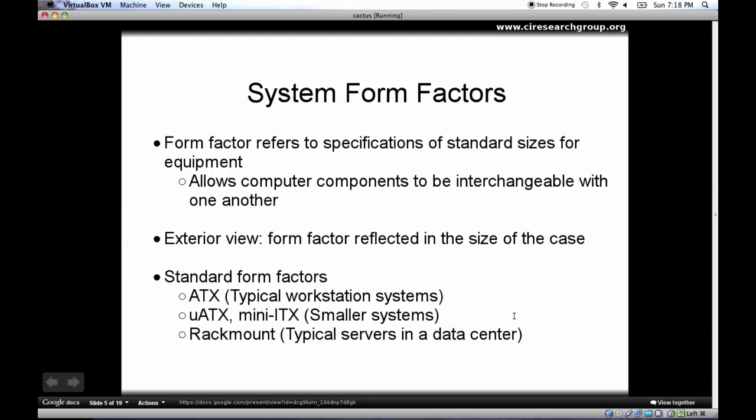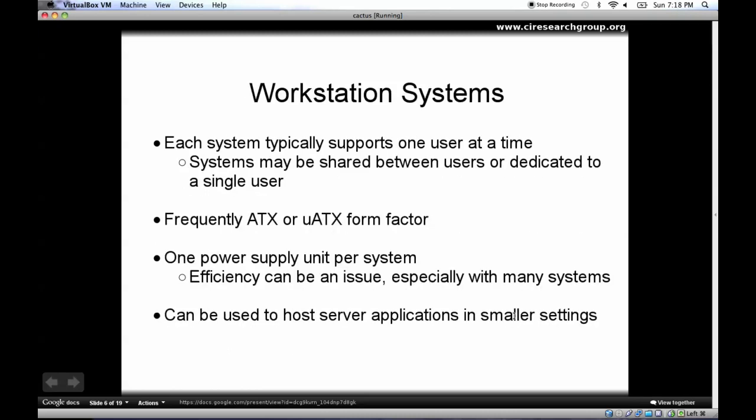Now, laptop systems are a special case. These types of systems typically are proprietary in nature to the extent that it's not easy to take components out of one laptop and put it in another laptop. Workstation systems, however, do allow easy component interchange. And these are the simplest of systems. They typically support multiple users, but normally only one user at a time.